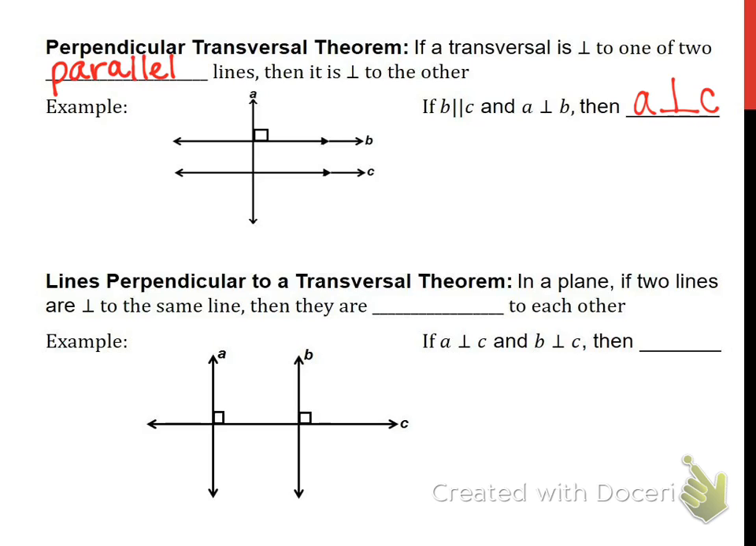Okay, the lines perpendicular to a transversal theorem kind of takes that and goes the other way. In a plane, if two lines are perpendicular to the same line, then they are parallel to each other. So if line A is perpendicular to line C and line B is perpendicular to line C, what do we know about lines A and B? That they are parallel. A is parallel to B.